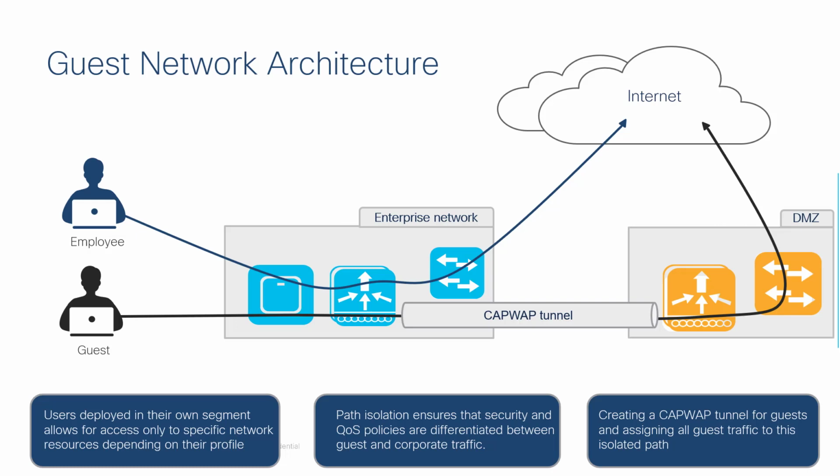The CAPWAP mobility tunnel is created between two controllers, one situated in the enterprise network called the foreign controller and another in the DMZ called the anchor controller. When the guest joins the network by associating with the guest SSID, the foreign controller tunnels the guest traffic to the anchor controller. This provides a separate path for the guest to access the internet securely without access to the internal network resources. The following platforms support the capability of either an anchor controller or a foreign controller.